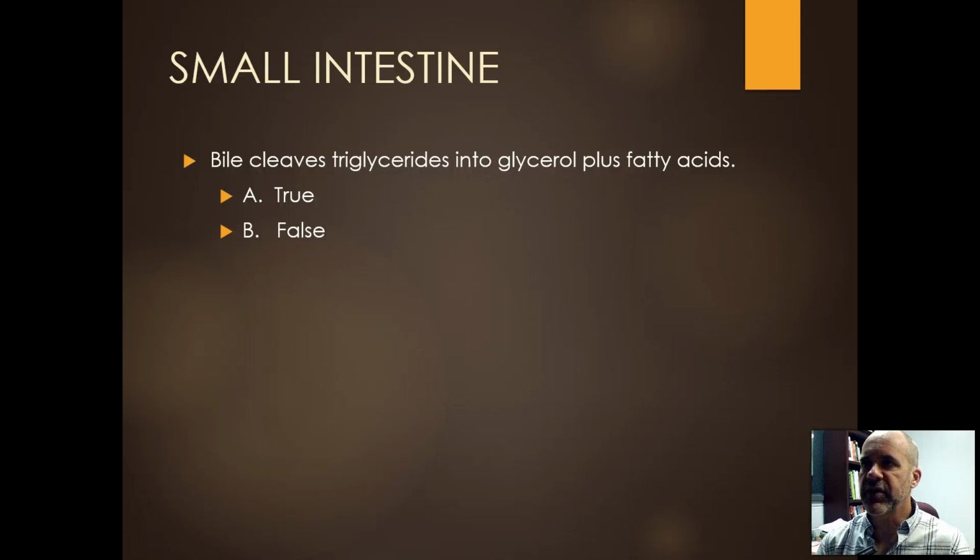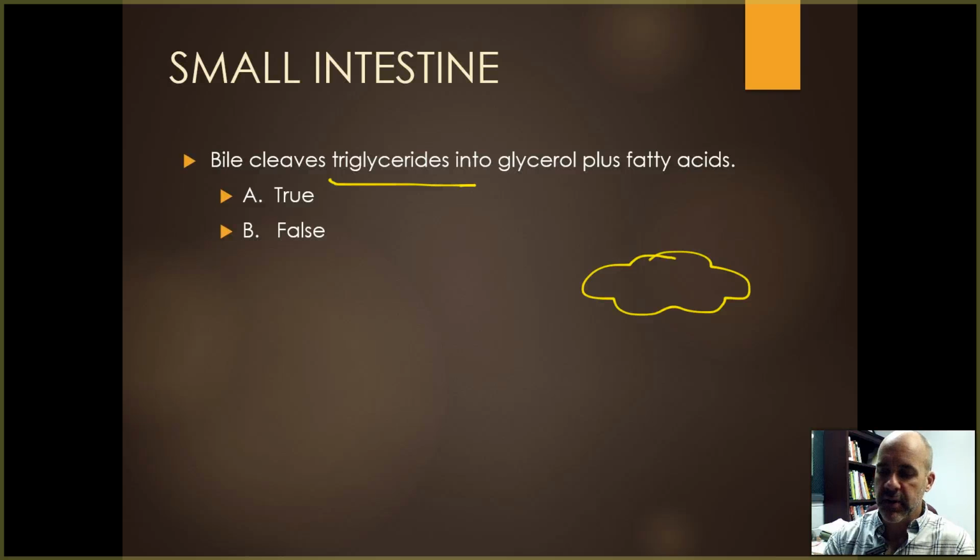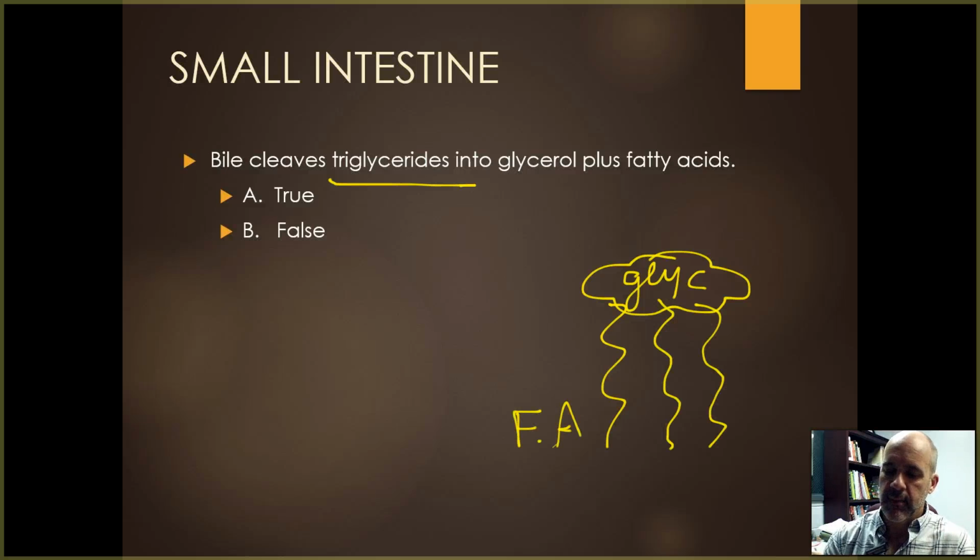All right, kind of a tricky question here. Bile cleaves triglycerides into glycerol plus fatty acids. So a triglyceride is a type of lipid, and it consists of a molecule called glycerol, and then you've got 3 fatty acids. A lot of the dietary fats that we take in are in the triglyceride form. And you may have heard of triglycerides before. If you've ever had blood work done, you might have had your triglyceride levels checked.